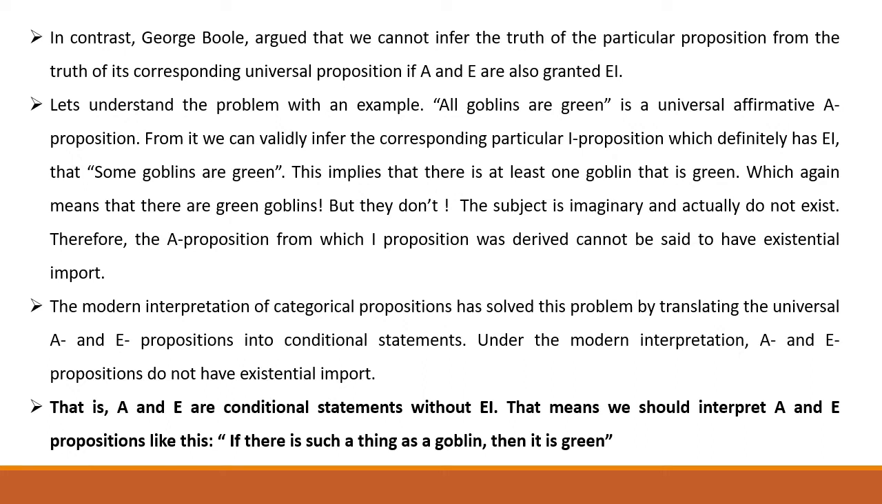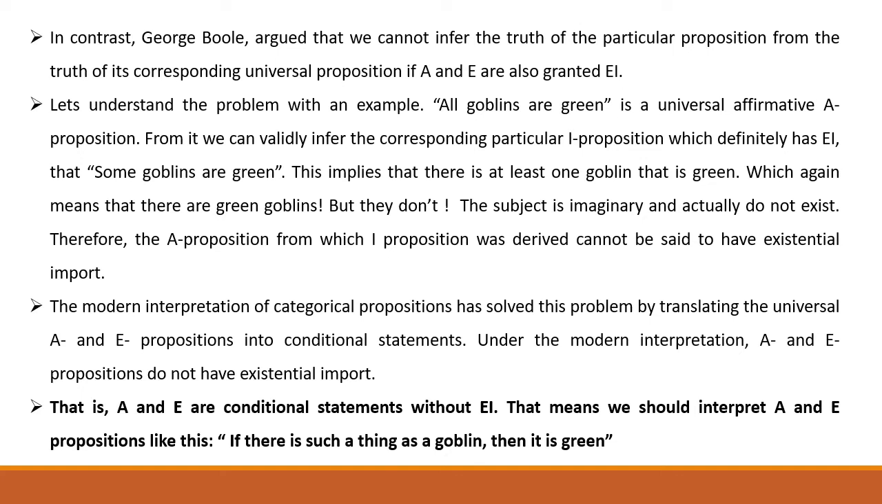All goblins are green is a universal affirmative A proposition. From this, we can validly infer the corresponding particular I proposition, which definitely has existential import, and we can say that some goblins are green, which means that there is at least one goblin, and that is green, which again means that there are green goblins, but there actually aren't. Have you seen any green goblins? No, I don't think anybody ever has. So the subject is imaginary and does not actually exist. Therefore, the A proposition from which the I proposition was derived cannot be said to have existential import.